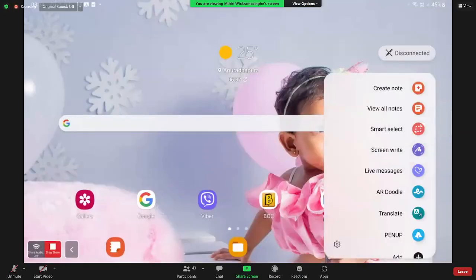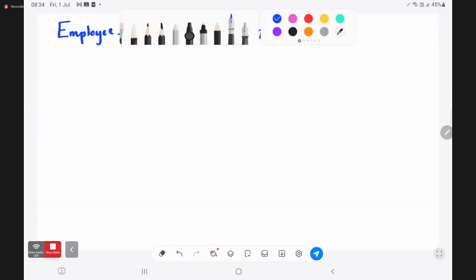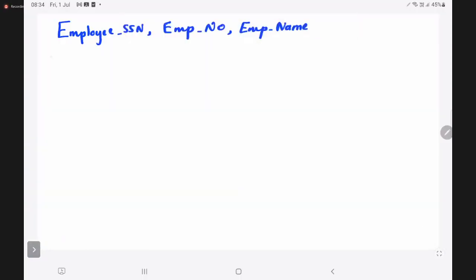Right. Let's try it together. Tell me all super keys. Right, there are three attributes. Then you will have 2 to the power 3 minus 1, that is 7 super keys.